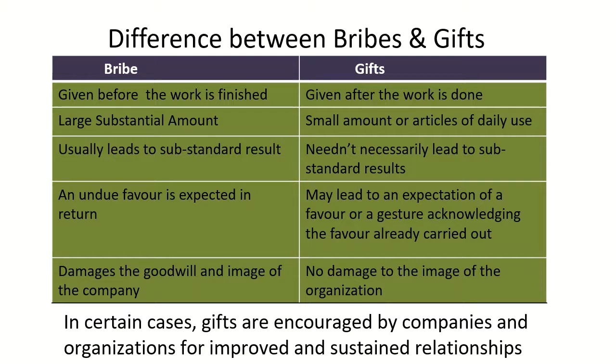Bribes usually lead to substandard results. Gifts needn't necessarily lead to substandard results. A bribe is given for an undue favor which is expected in return. Gifts may lead to an expectation of a favor or be a gesture acknowledging a favor already carried out. A bribe damages the goodwill and image of the company, whereas gifts don't damage the image of the organization. In certain cases, gifts are encouraged by companies and organizations for improved and sustained relationships.